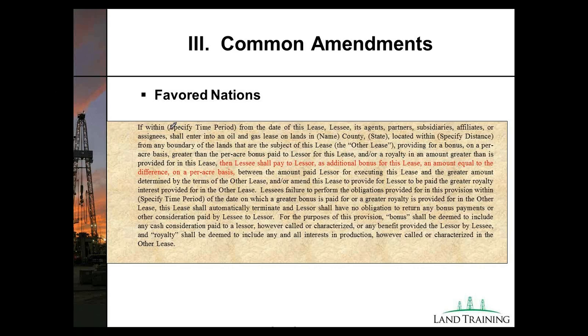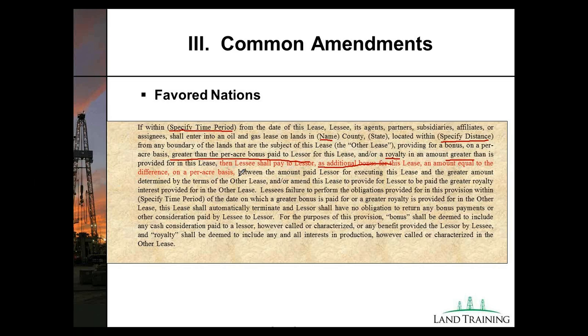It says, if within a specified, so many months from the date of this lease, lessee, its agents, partners, subsidiaries, affiliates, or assignees shall enter into an oil and gas lease on lands in this state and in this county, located within 3 miles of any boundary of the lands that are subject to this lease, called the other lease, providing for a bonus on a per acre basis greater than the per acre bonus paid to the lessor for this lease, and/or a royalty in an amount greater than what you provided for in this lease, then the lessee shall pay to the lessor as additional bonus for this lease an amount equal to the difference on a per acre basis.